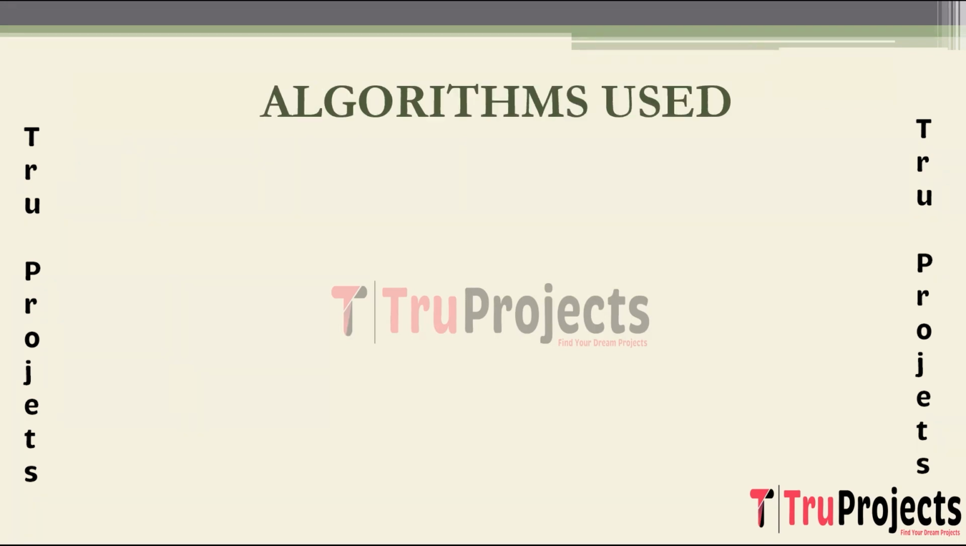Algorithms which are used in the project are CNN, which is convolutional neural network. It is a deep learning algorithm designed for processing structured grid data. It utilizes convolutional layers to automatically and adaptively learn spatial hierarchies of the features from the input data. CNNs are particularly effective in image related tasks where the lower layers learn basic features like edges and textures, and higher layers combine these features to recognize complex patterns.